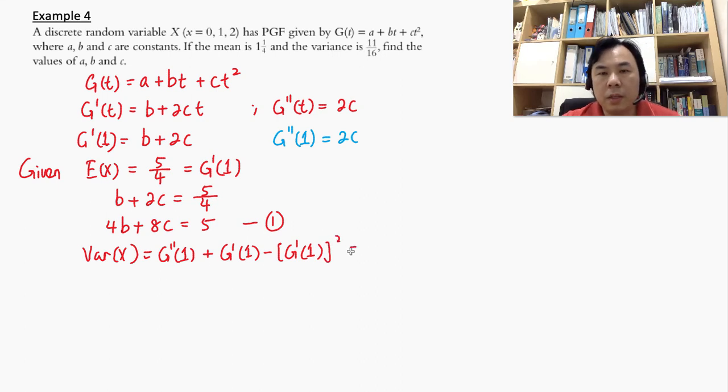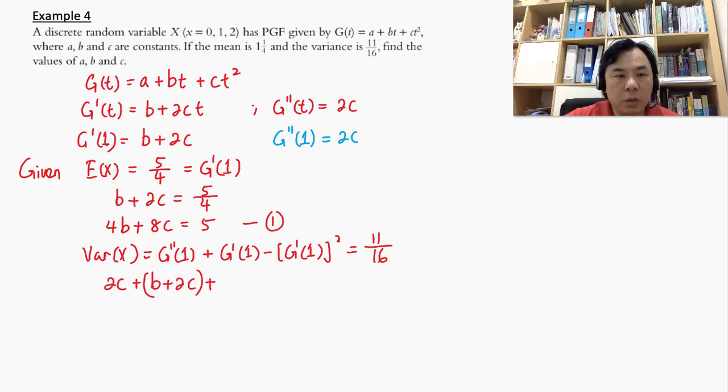Okay, and then this is given by 11 over 16. Now my first derivative is b plus 2c. My second derivative is 2c, so I should have 2c over here.